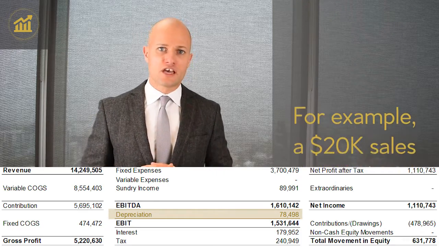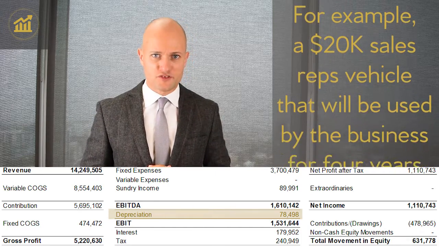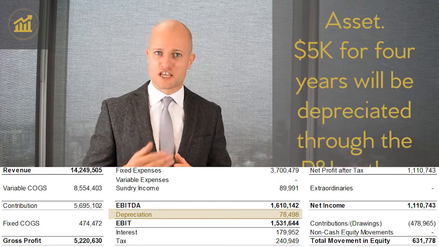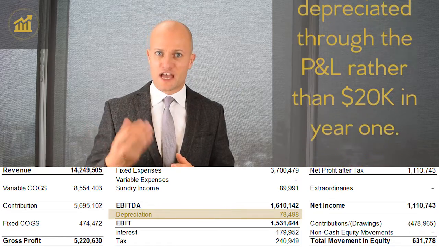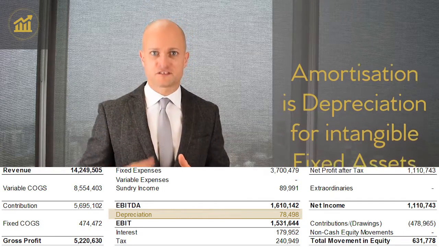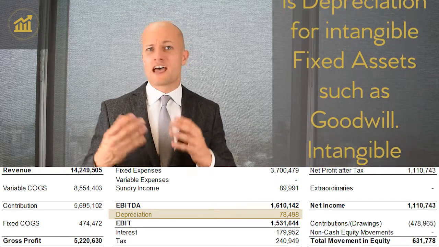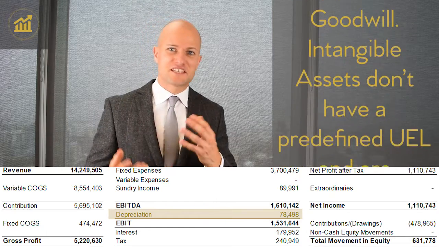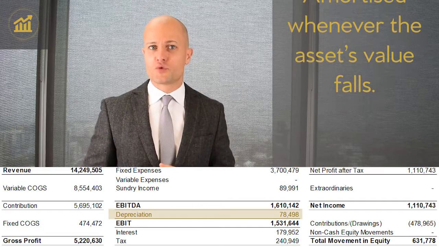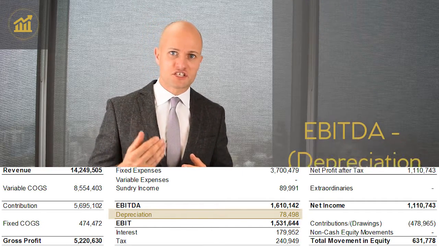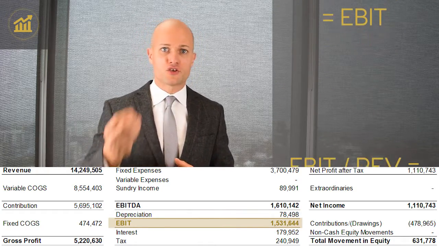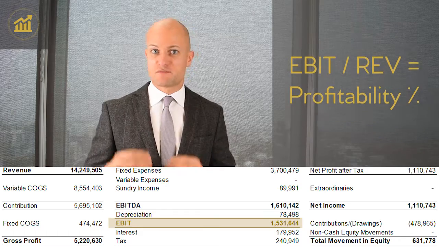So to give you an example, if you have a car, it costs you $20,000, you're going to be using it in the business for 4 years, then in year 1 you take $5,000 through the P&L, that's your depreciation for year 1. Then in year 2, another $5,000, another $5,000, another $5,000. That's your depreciation. Amortization is the same, but that's for intangible assets, assets you can't physically touch. Things like goodwill. So once you take away your depreciation and your amortization from your EBITDA, that gives you your EBIT. If you divide your EBIT by your revenue, that gives you your profitability percentage.